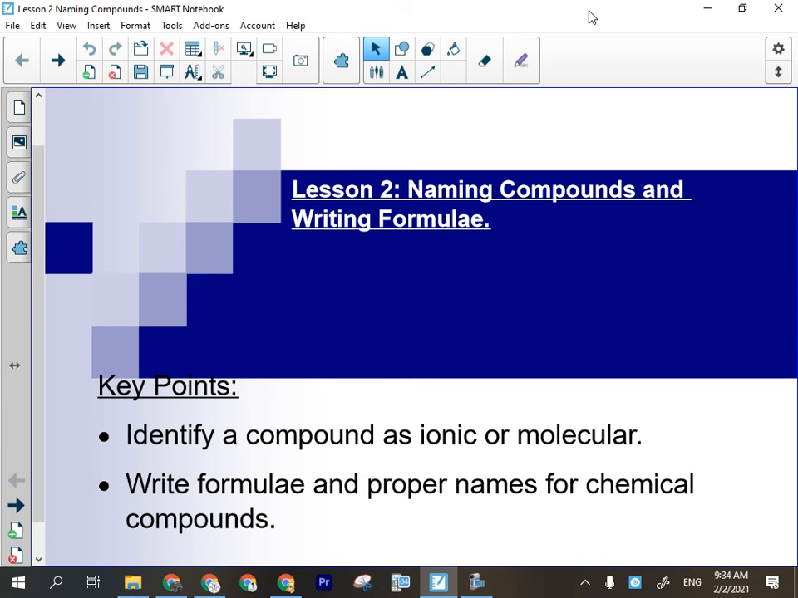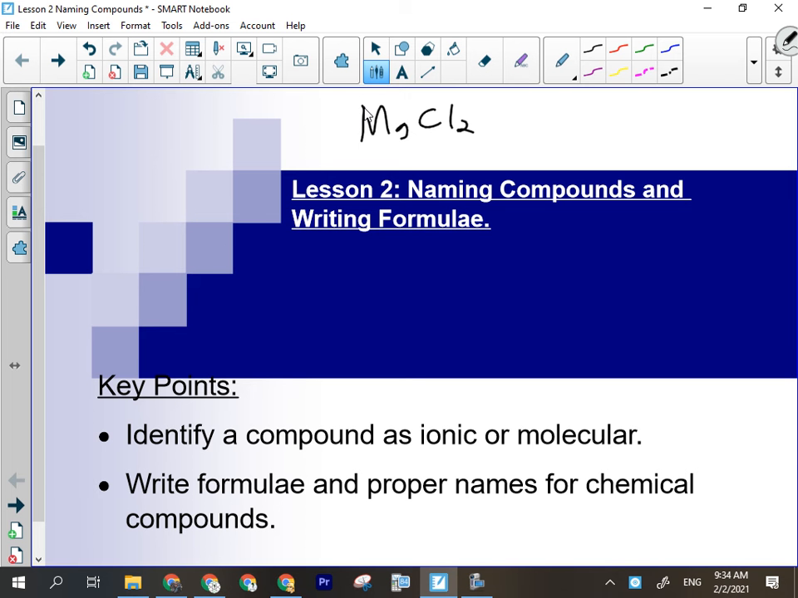Okay, so the first thing we've got to be able to do is identify a compound as ionic or molecular. So this compound here, would that be ionic or molecular? Okay, so we have magnesium chloride. What kind of an element is magnesium? Metal or non-metal? Metal. It's a metal. Okay, chlorine is a non-metal. Okay, here's how we tell the difference.